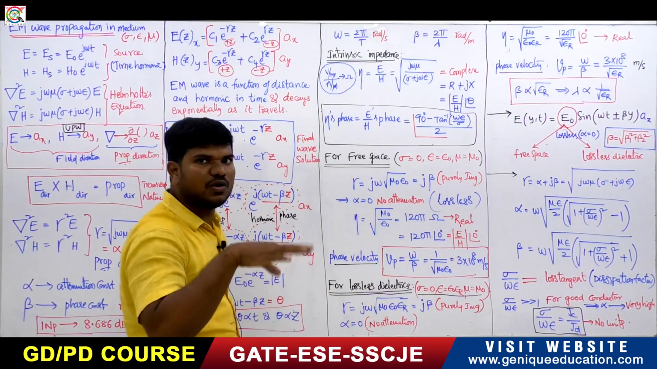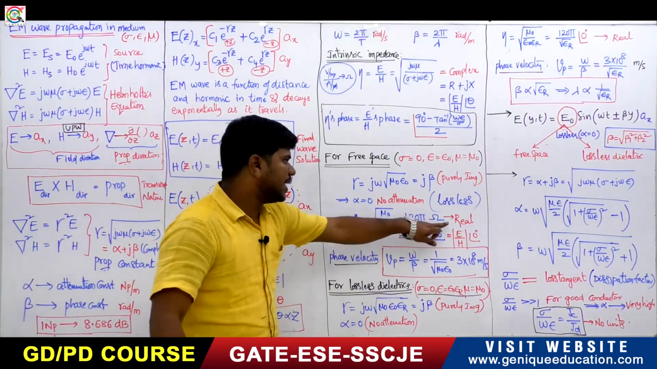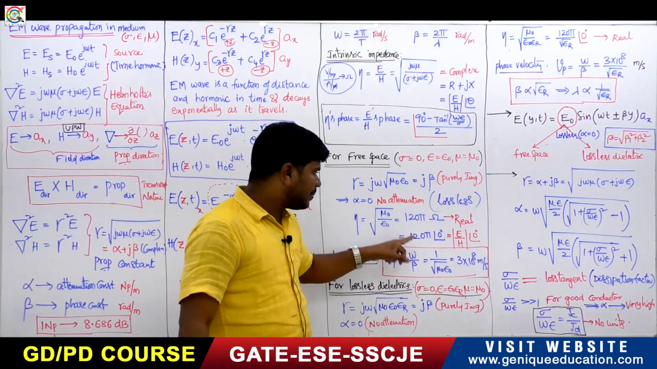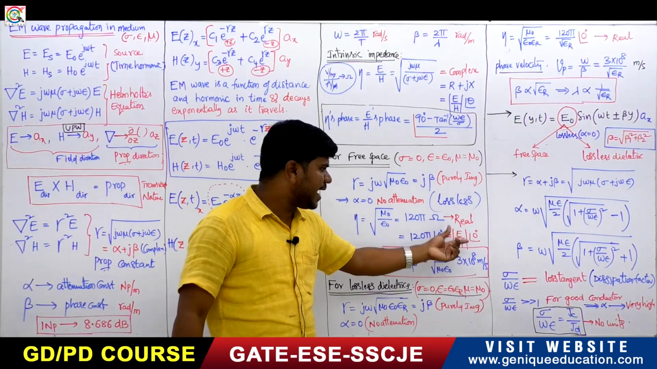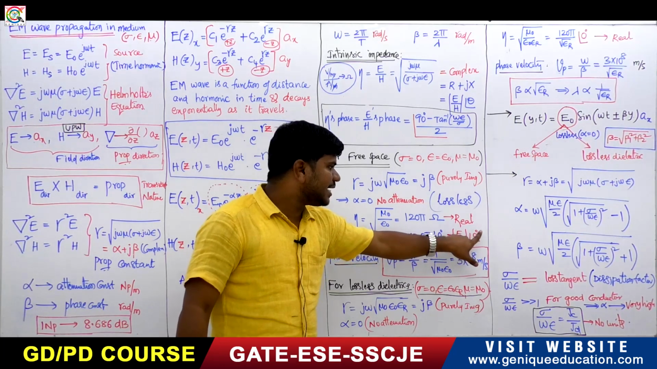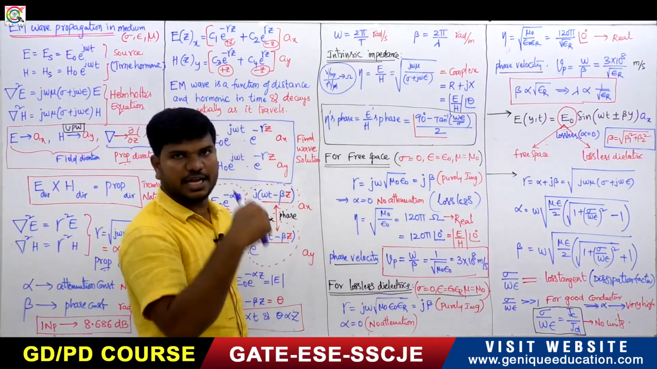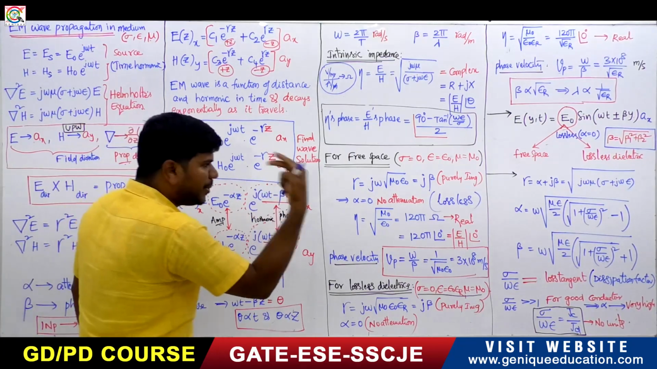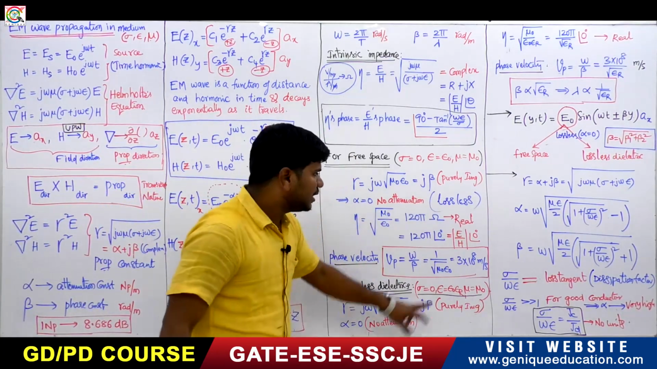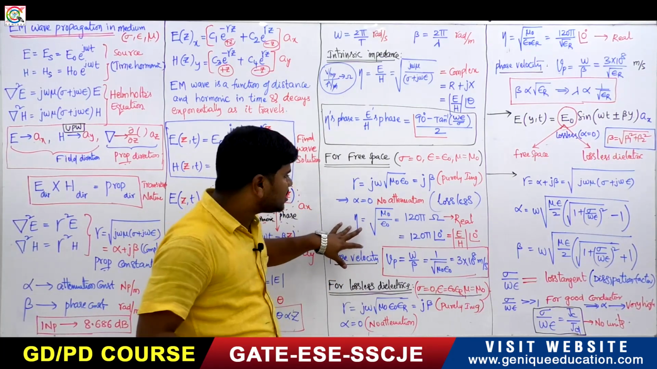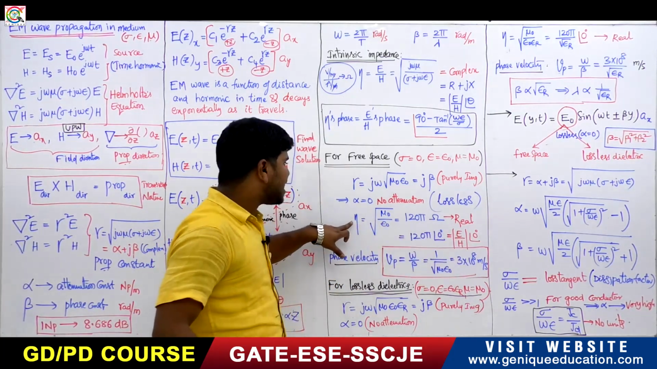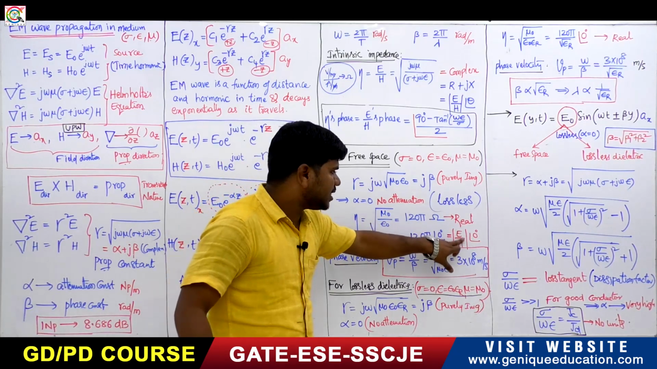If there is a real value, what is the angle of that real value? The angle of that real value is 0. So from this, what is eta? Eta is equal to mod E by H at an angle theta, but theta is 0 here because it is a real value. What is the meaning of this 0? The eta phase is 0, which means the phase angle between E and H is 0.